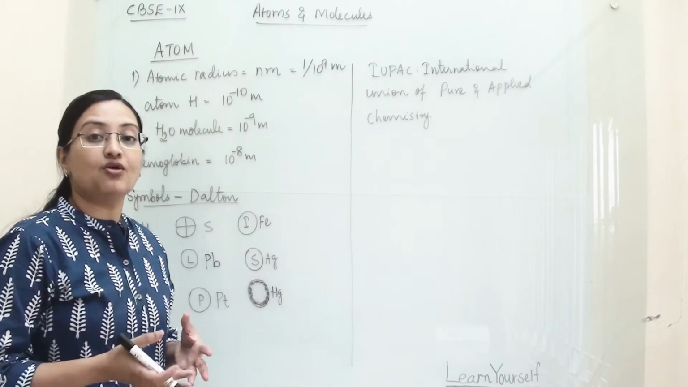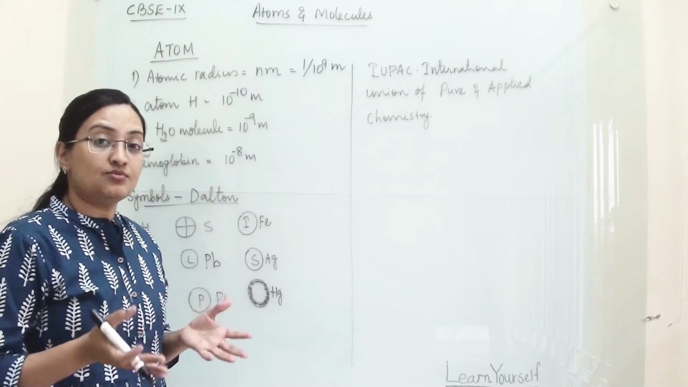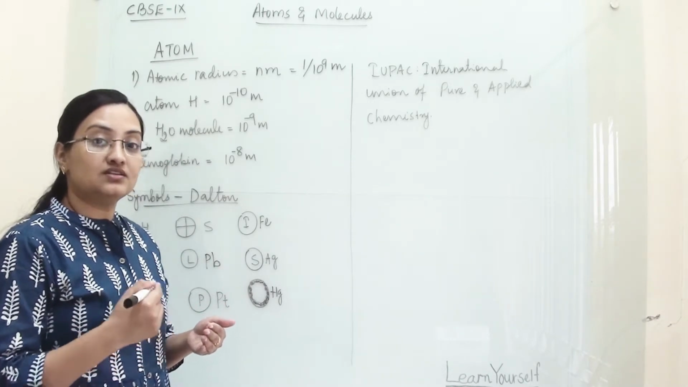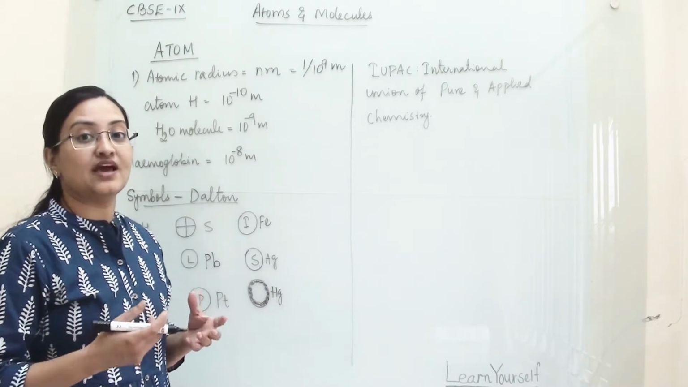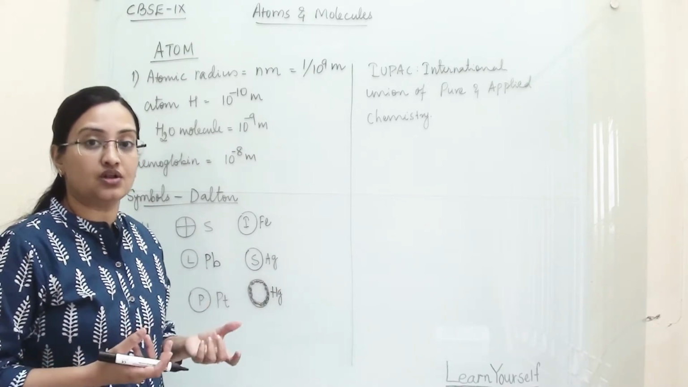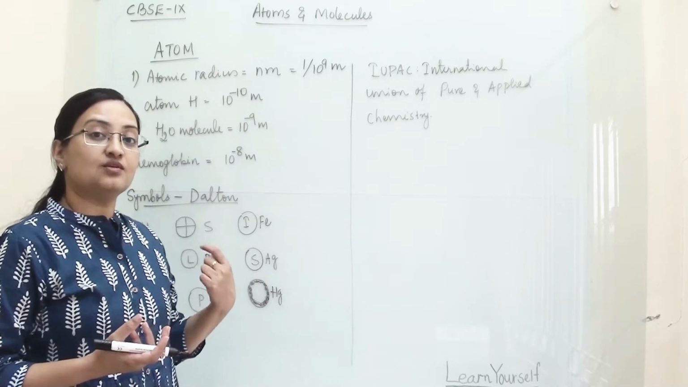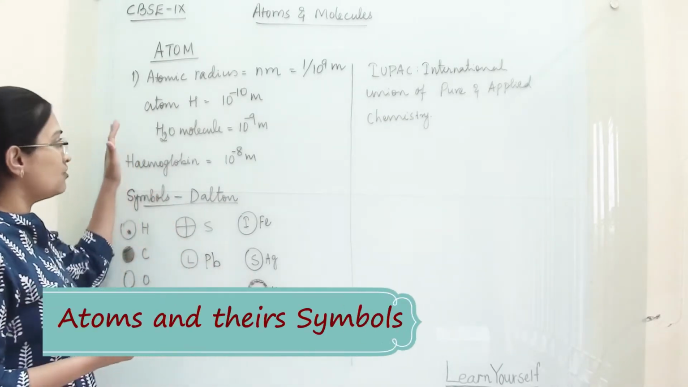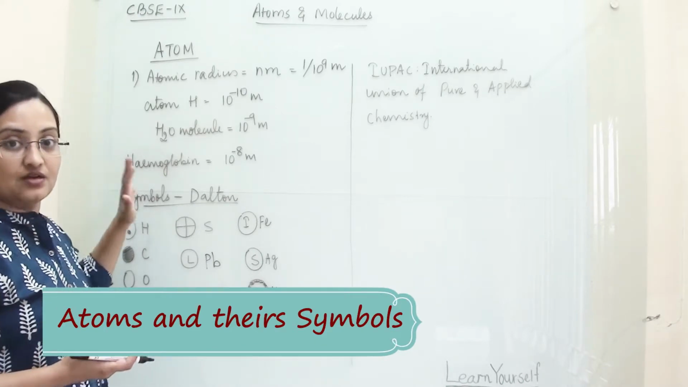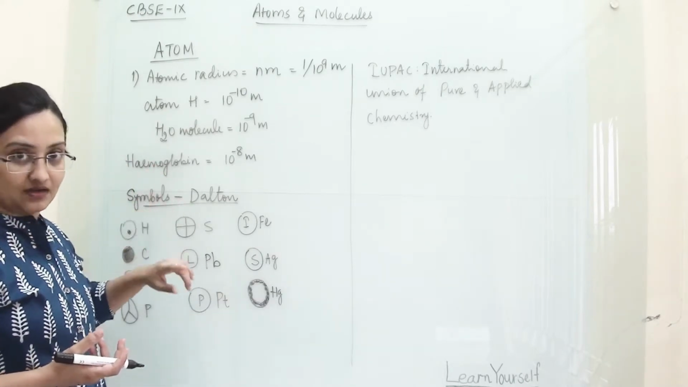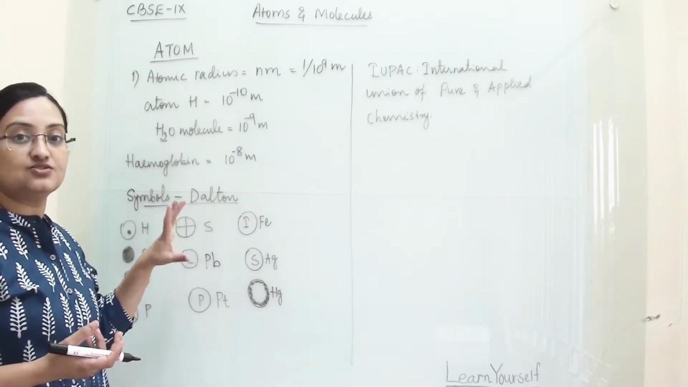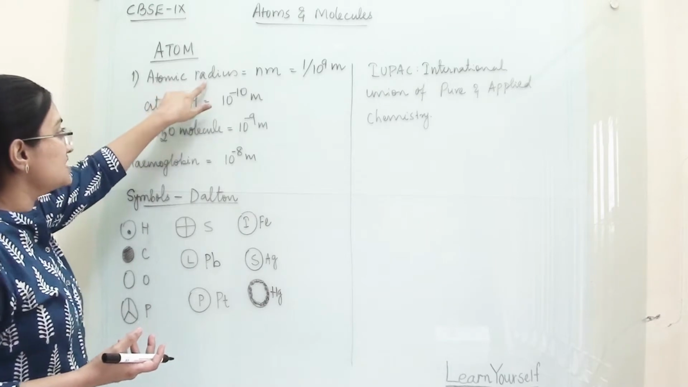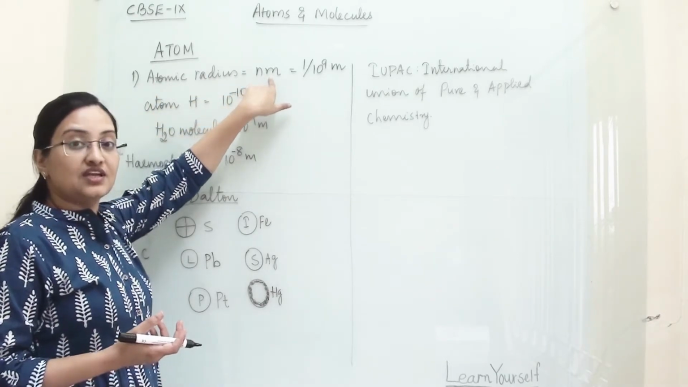After the discovery of atoms, there are n number of atoms, and now the next important thing for scientists is to give them a name, a symbol by which we can represent them in a chemical reaction. So first of all, we will see how small atoms are. Atoms are the basic unit of any matter, and they are the only particles which take part in chemical reaction. Now, atomic radius we measure in nanometers.